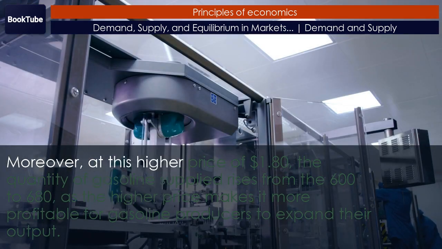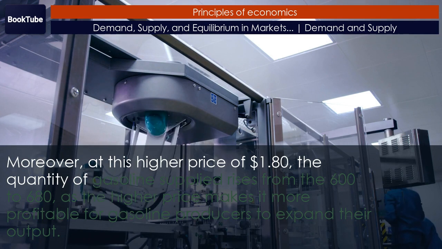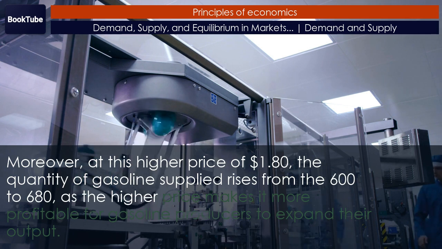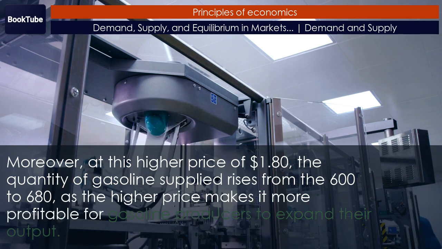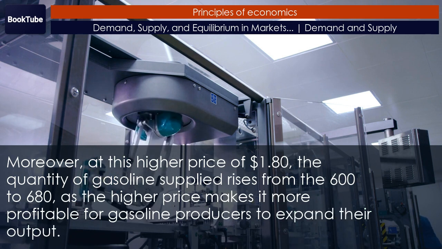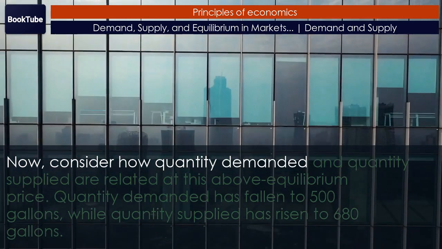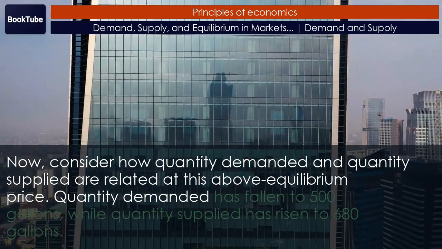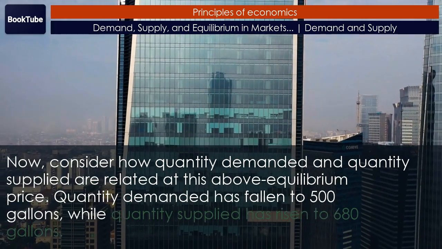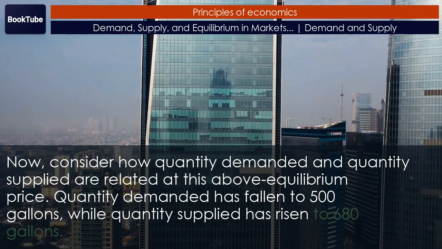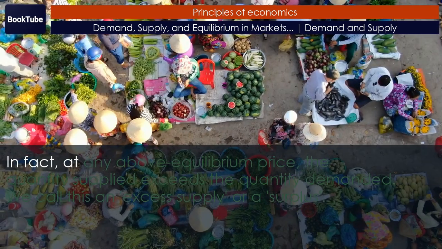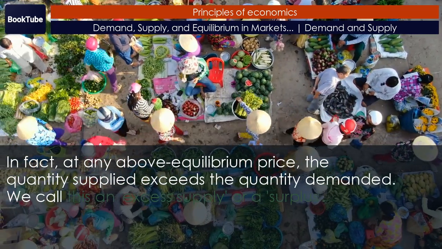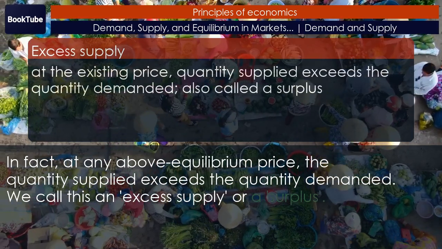Moreover, at this higher price of $1.80, the quantity of gasoline supplied rises from 600 to 680, as the higher price makes it more profitable for gasoline producers to expand their output. Now, consider how quantity demanded and quantity supplied are related at this above equilibrium price. Quantity demanded has fallen to 500 gallons, while quantity supplied has risen to 680 gallons. In fact, at any above equilibrium price, the quantity supplied exceeds the quantity demanded. We call this an excess supply, or a surplus.